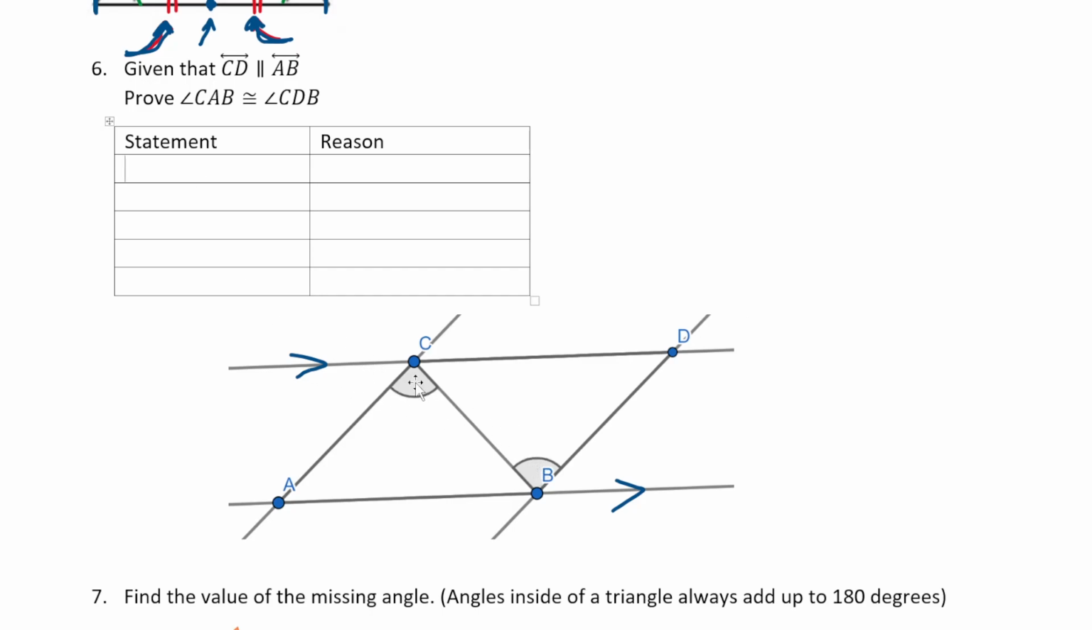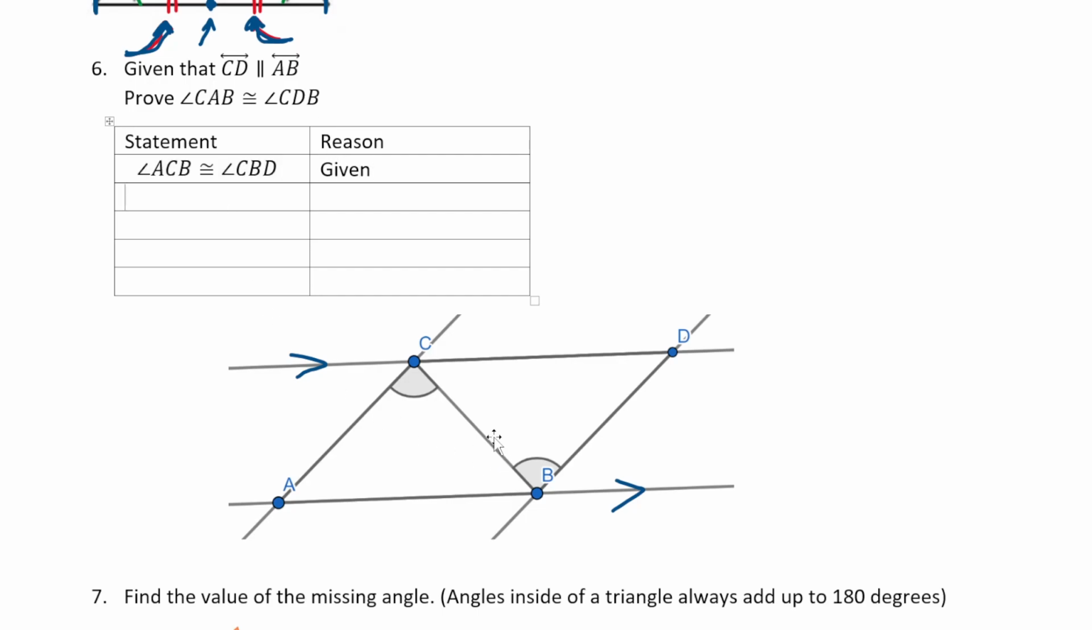I know here that this angle right here is congruent to this angle right here. That's a given statement. Let me use this. Okay, so angle ACB, which is this angle up here, would be congruent to angle CBD. All right, that was a given statement.